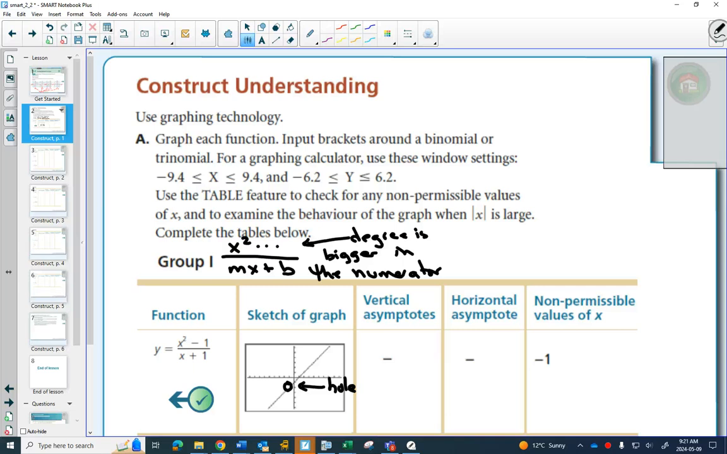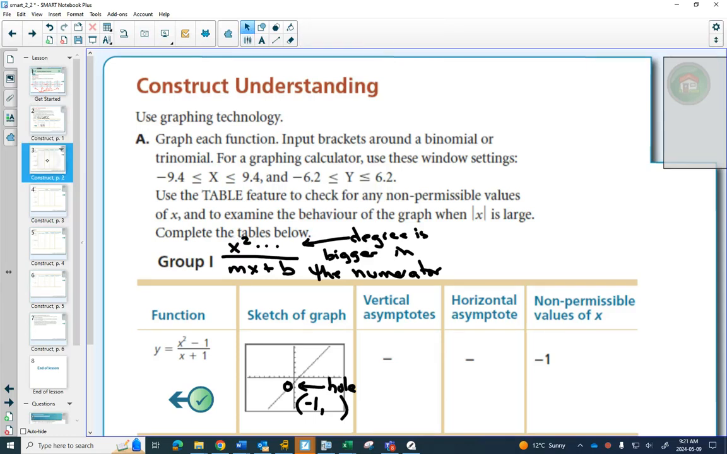This one has no vertical asymptotes, no horizontal asymptotes, but it still has a non-permissible value of -1, and that -1 ended up with a hole. You can label holes. This one's going to be -1 comma something. We're going to figure out how to label the y value in a bit.